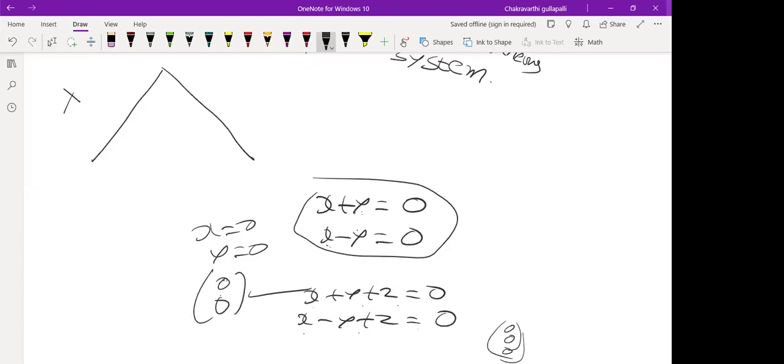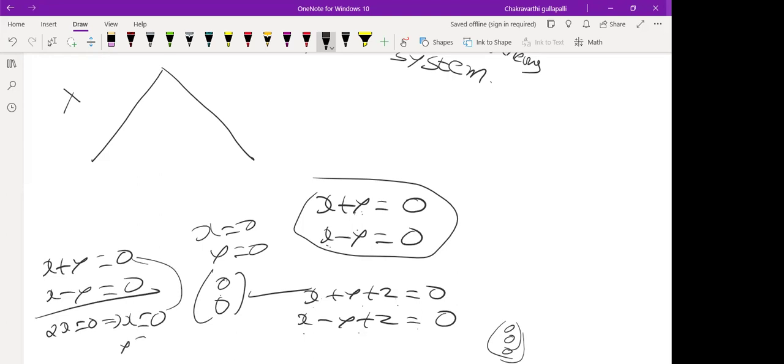When you look at this, how will you solve it using your 8th class method? Add the equations according to your 8th class teacher's methodology: x is 0. Substitute in any one of the equations, and y is also 0. So x equal to 0, y equal to 0 is the only solution. You cannot get any other solution apart from the zeros, because when you solve, you get 0, 0 only.